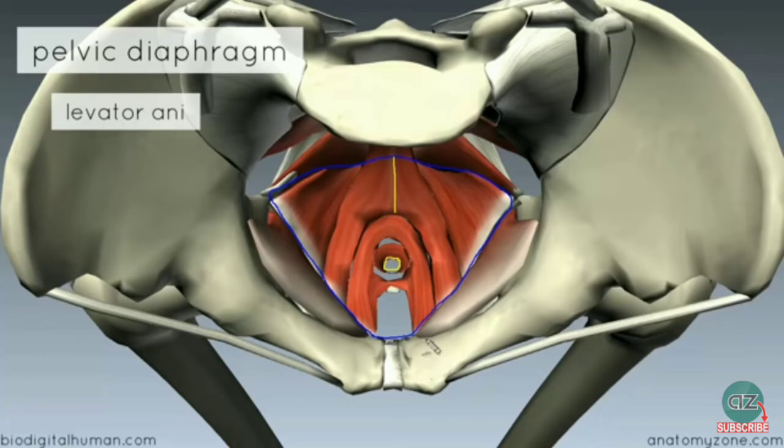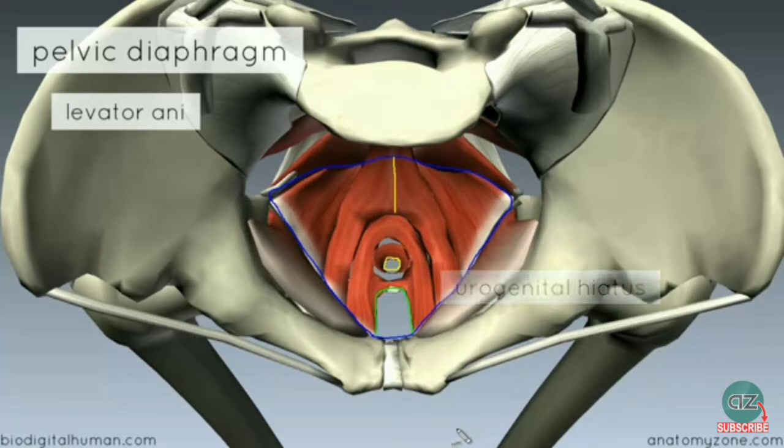So anteriorly you can see that the levator ani muscle has this defect. It's got this U-shaped defect, and this is called the urogenital hiatus, and this allows the urogenital apparatus to pass through the pelvic floor into the perineum below. So in males you get the passage of the urethra, and in females you get passage of the urethra and the vagina through this urogenital hiatus.